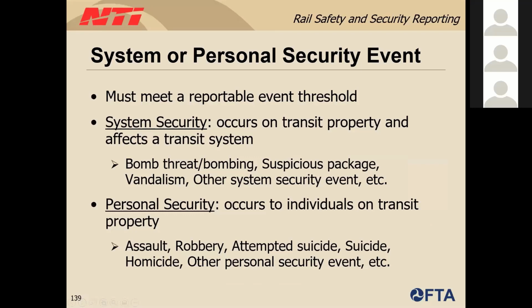There are two categories of security incidents on screen 1: system security or personal security events. Each type must meet a major event threshold. System security events occur on transit property and affect the transit system as a whole. Personal security events happen to individuals on transit property or those boarding or alighting a transit vehicle. This is where you would report suicide or attempted suicides that do not involve impact with a transit vehicle.